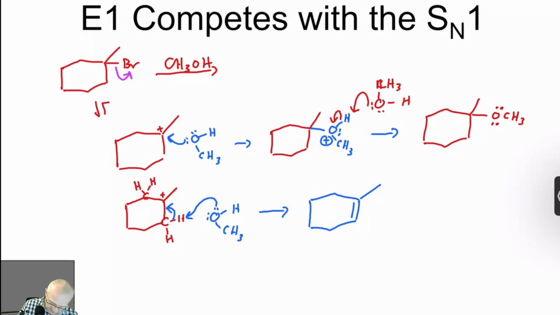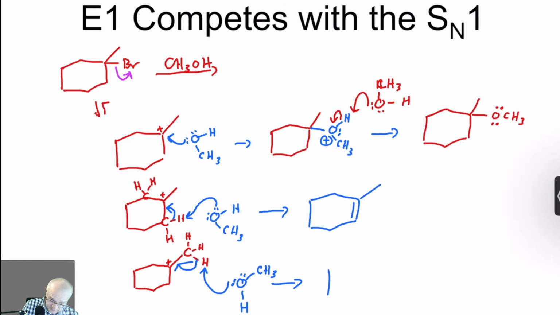No problem there. But now don't forget, there's hydrogens on here too, right? There's hydrogens on that methyl group. So let's draw that. Here we go. And that will give us that alkene. So there's three potential products from one reaction.